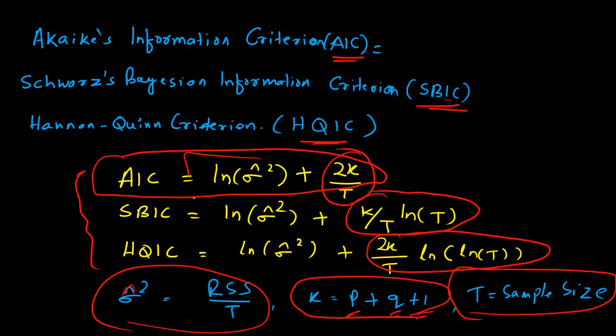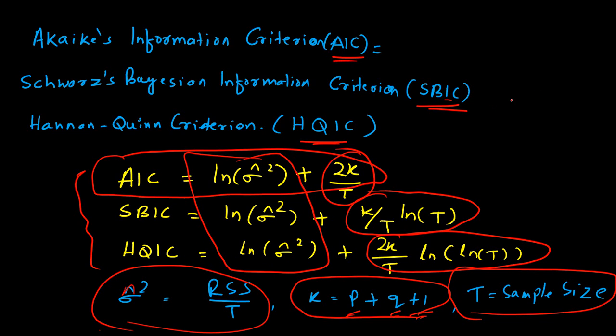You can see the residual sum of square term remains the same in all three. Ln of sigma hat square is the same in all three information criteria. Which one is the best depends on the problem at hand, but any one of them will give you a much better insight into what should be the order of the ARMA series.